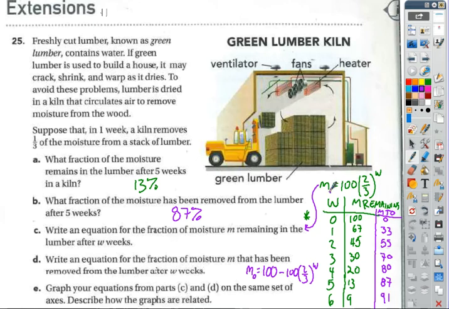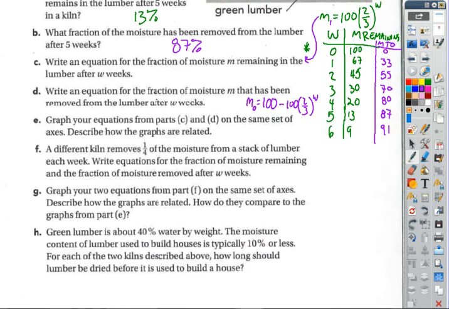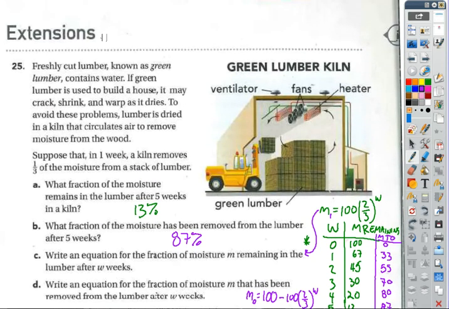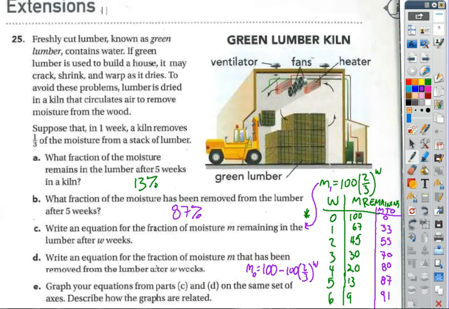Graph your equation from parts C and D on the same axis. All right, well, let's go ahead and do that. So I am going to pull up my handy dandy graph.